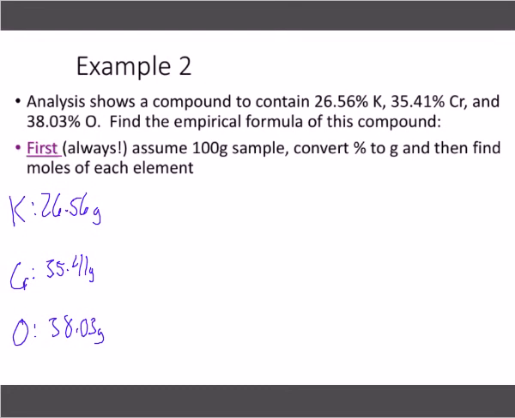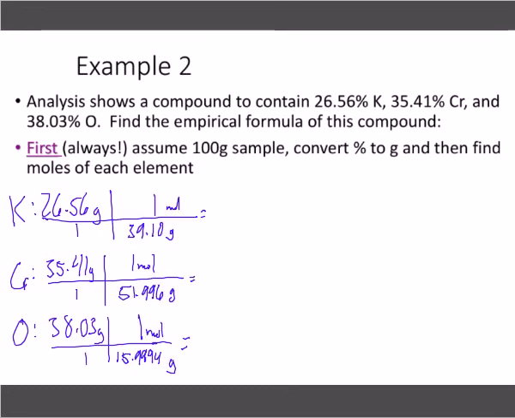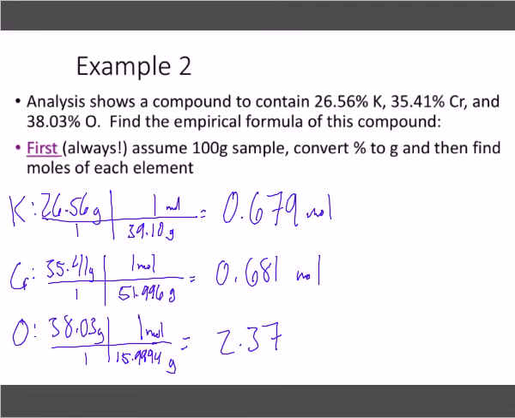Now what do we have to do? Mass to moles. Go ahead and get the number of moles for each element. 0.679 moles for potassium. How about chromium? Somebody different. 0.681. And oxygen? 2.377. All right, so we've gone from percent to mass, and then we've gone to moles.